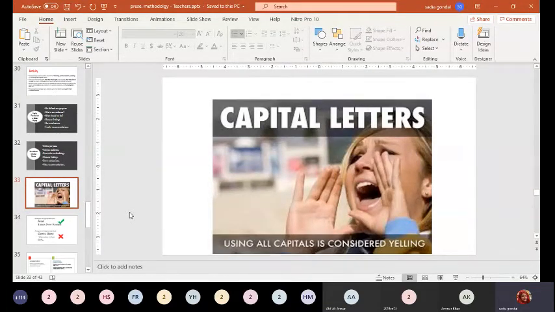Never use all capital letters to emphasize your point of view in a PowerPoint slide, or when you're writing an email, or whenever you are digitizing your content. Never use all caps lock, right?